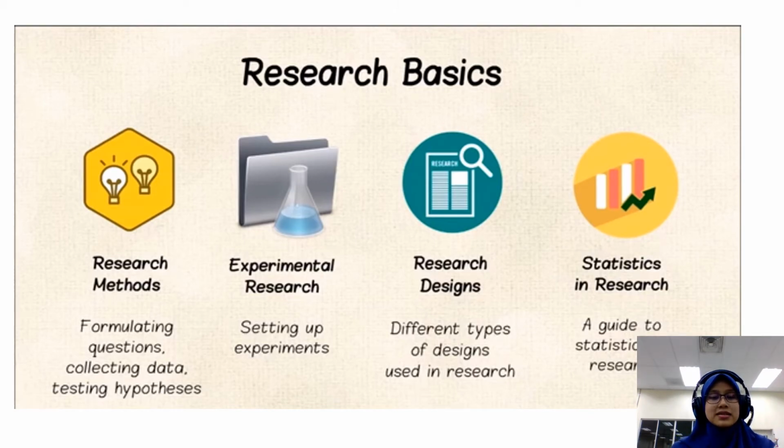Research basics. There are four research basics, which are research methods, experimental research, research designs, and statistics in research. In research methods, we need to formulate questions, collect data, and test hypotheses. In experimental research, we need to set up the experiment. For research design, there are different types of design used in research. And for statistics, they need a guide to statistical research.